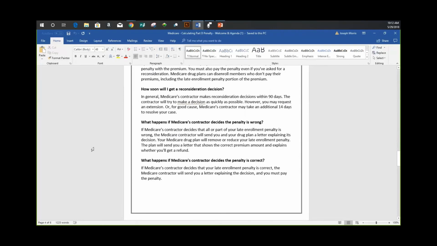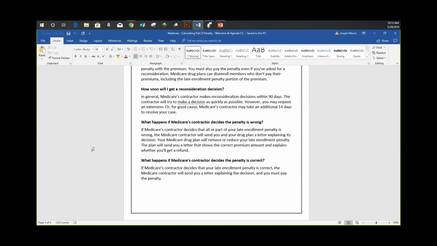So what happens if the Medicare contractor that we just discussed decides the penalty is wrong? If Medicare's contractor decides that all or part of your late enrollment penalty is wrong, the Medicare contractor will send you and your drug plan a letter explaining its decision. Your Medicare drug plan will remove or reduce your late enrollment penalty, and the plan will send you a letter that shows the correct premium amount and explains whether you get a refund. So there's a possibility if your reconsideration appeal is approved, you could be receiving a refund and or a reduced penalty amount, which would subsequently reduce the amount you pay each month.